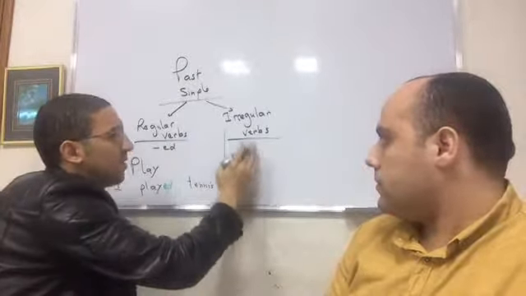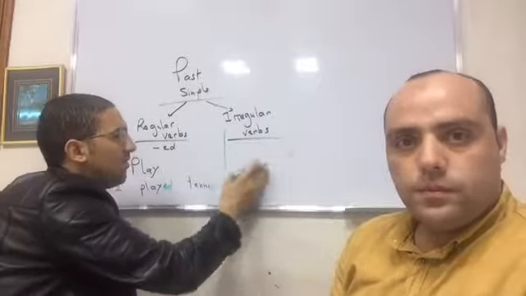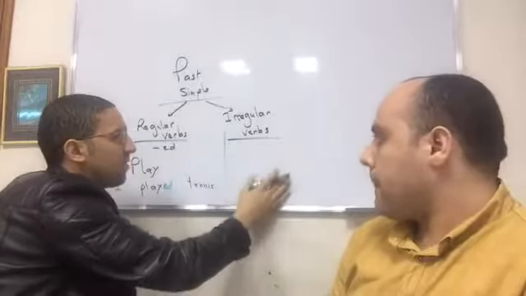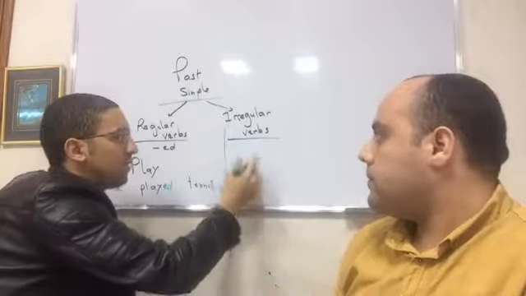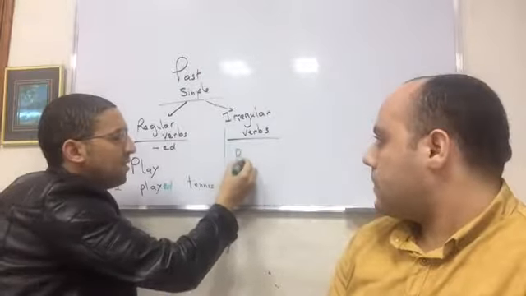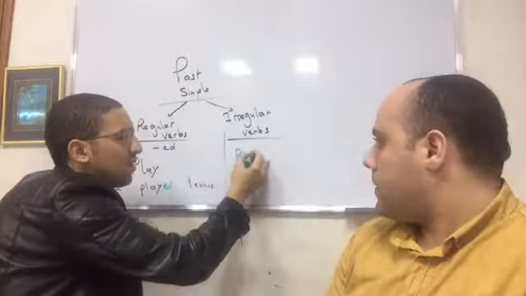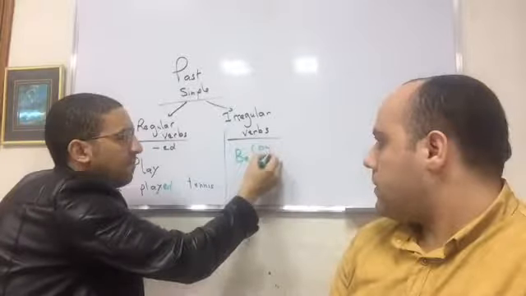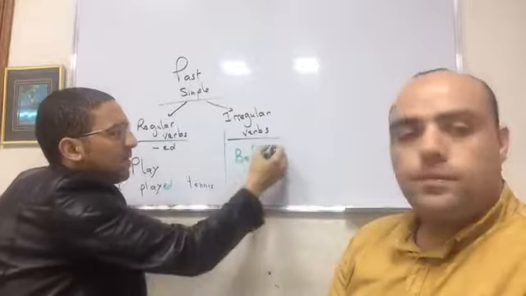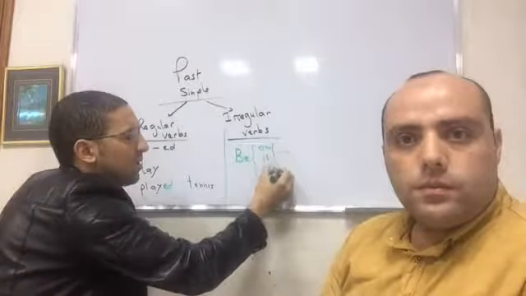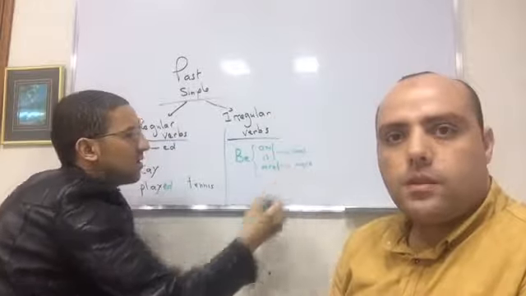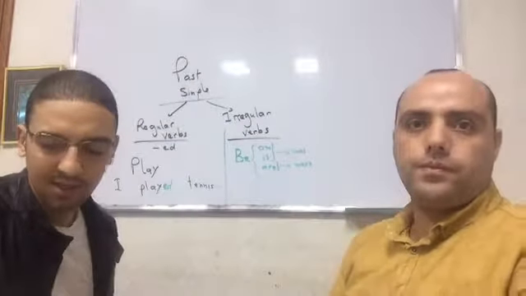The problem lies here with irregular verbs. Irregular verbs are verbs that don't take ed. Irregular verbs are verbs that change form. For example, the verb to be. The verb to be in the present simple is am, is, and are. This is the present simple. The past simple of the verb to be becomes was and were. So as you can see here, it does not take ed in the past.